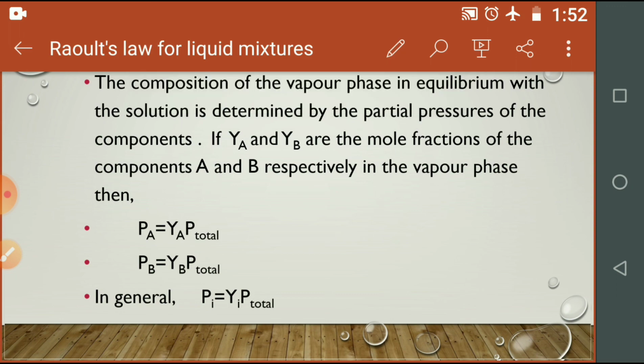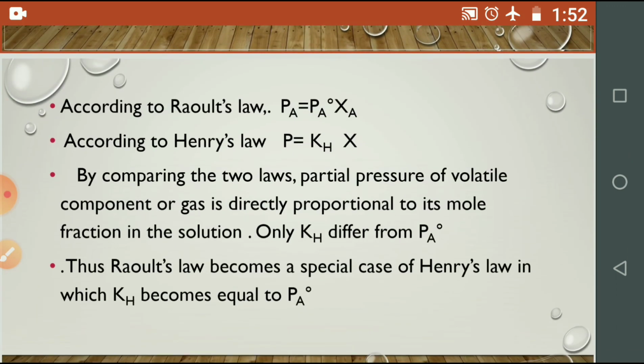Rarely they can ask you to justify that Raoult's law is a special case of Henry's law. Then you must write these same two sentences. Okay, so in the next video we will solve some problems based on Raoult's law.